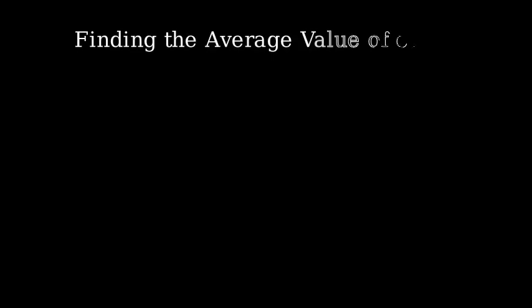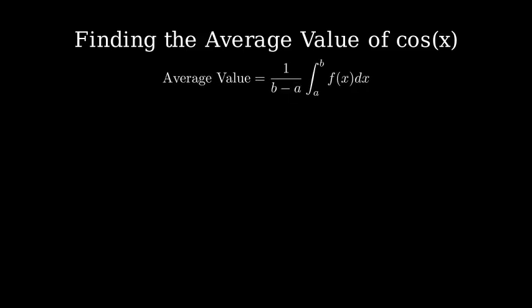Welcome. Today we'll learn how to find the average value of cosine x over the interval from 0 to pi over 2. The average value of a function over an interval can be found using a definite integral. The formula is 1 over b minus a times the integral from a to b of f of x dx, where a and b are the endpoints of the interval.